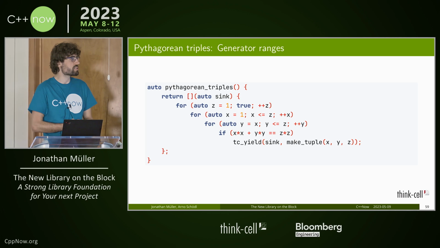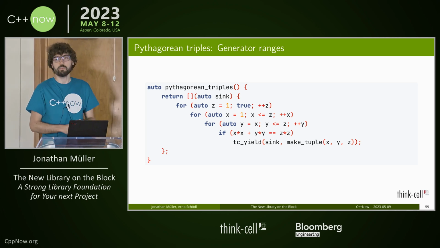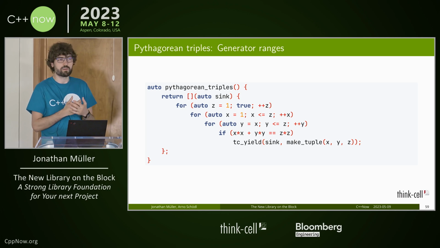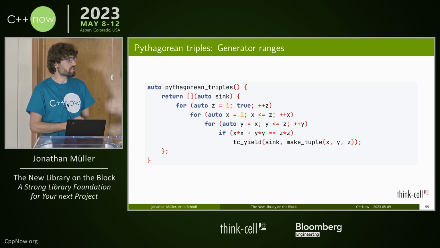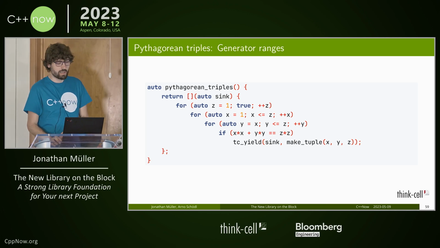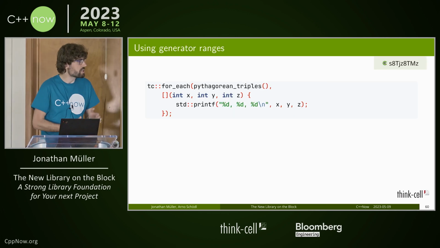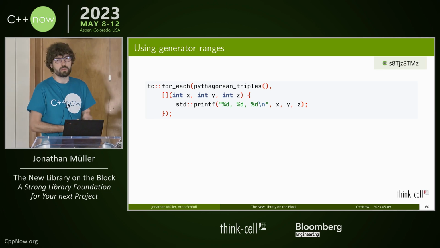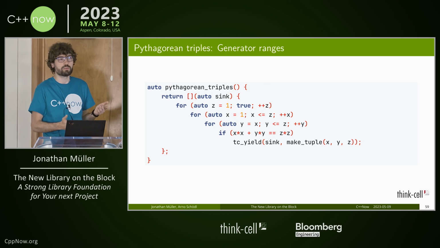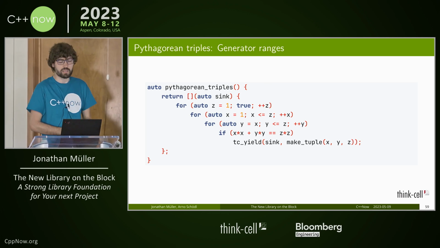So a generator range is simply a function that returns a lambda, which takes a sink. And then we just write our 3 loops. And instead of calling co-yield in the generator, we just call tc-yield, give it the sink and the value. And then we can just write a for each loop over all Pythagorean triples and print them. Except that this is an infinite loop, because this function is an infinite loop. It just calls yield forever and ever.